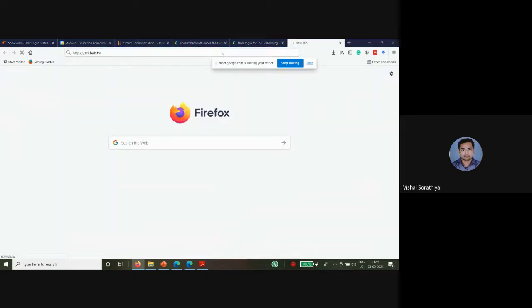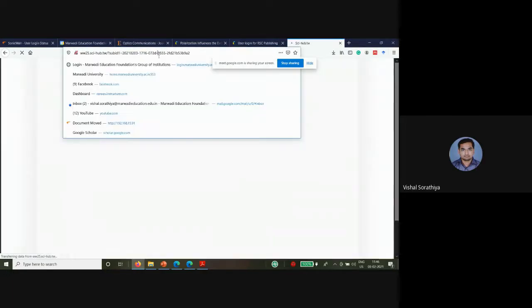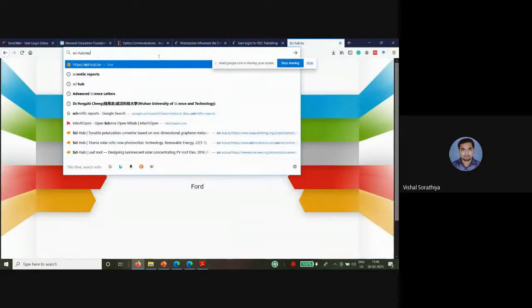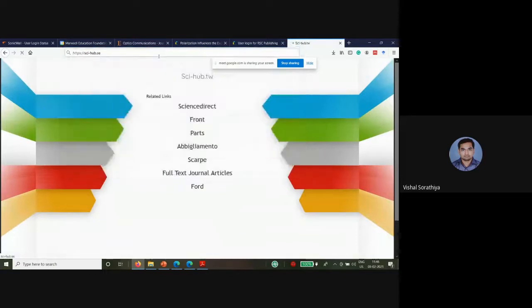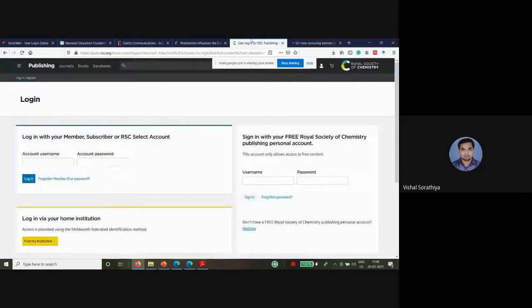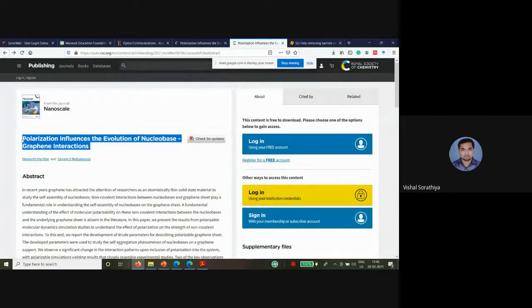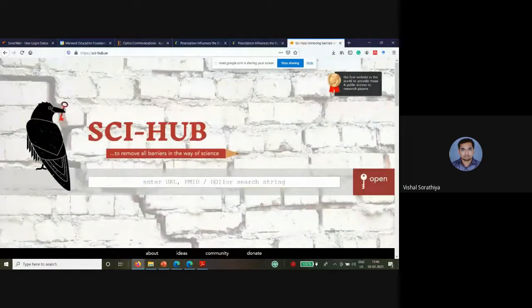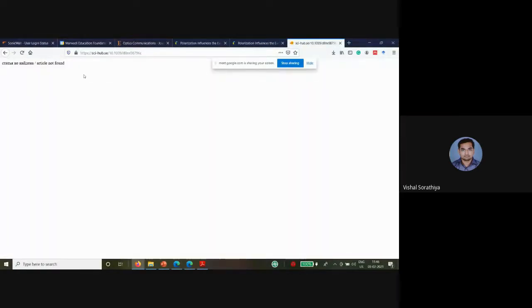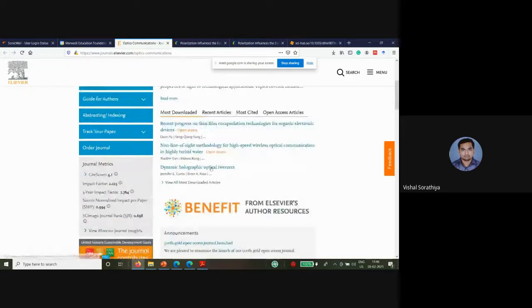scihub.tw or scihub.se. Now see the magic of this particular website. If I want to get this particular paper, right now it is not available. I need access to an account and I need to pay. But if I want to access this paper, I simply need to copy the title, go over there and enter it. If the article is available in the repository, it is directly downloaded over here.